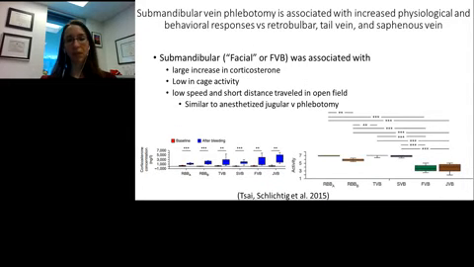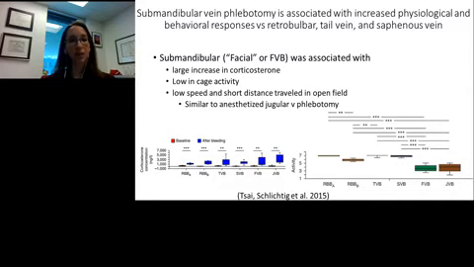The same paper, we're still talking about the Cyano paper, showed that submandibular vein phlebotomy was associated with an increased incidence of physiologic and behavioral responses versus the retrobulbar and the tail and the saphenous. So the submandibular, or they call it the facial group, abbreviated FVB, was associated with large increases in corticosterone. So it's the second to last group here.